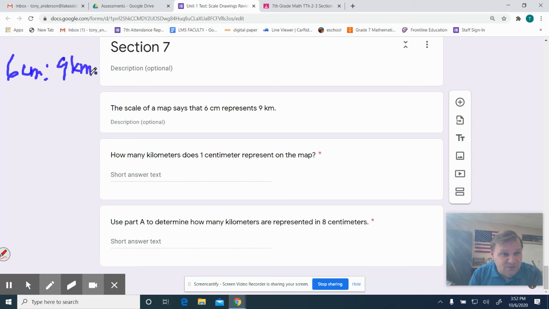All right, on this one, we have a map that says 6 centimeters represents 9 kilometers. Remember, a centimeter is not very big, but a kilometer is huge. Now, if I write this like a ratio, this would be so much easier. So I have 1 centimeter. I want to know how many kilometers that equals.